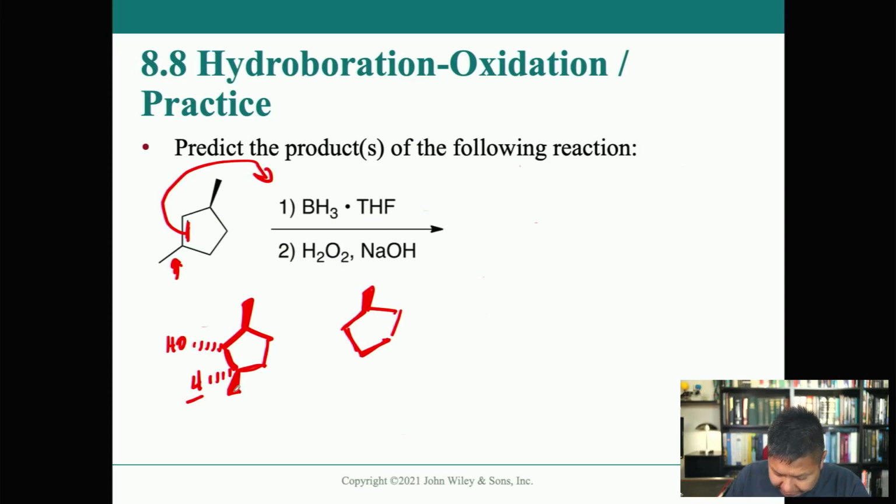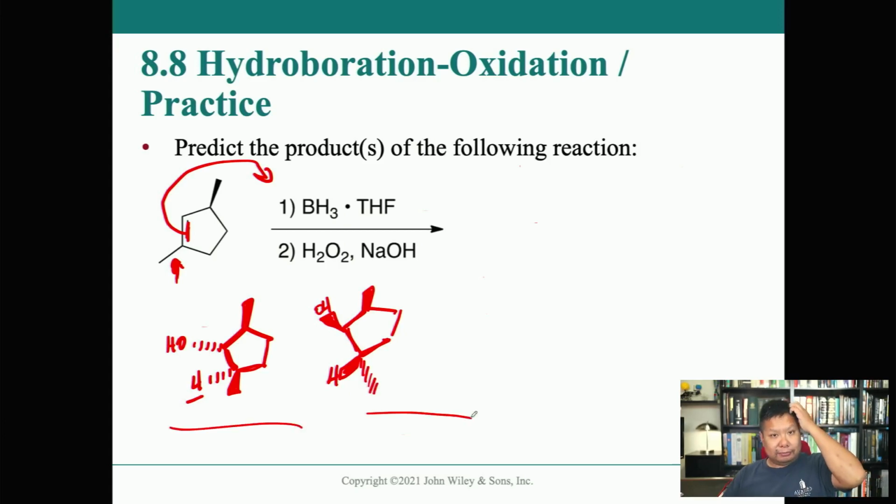The second product will do the same thing, except this time the OH comes out of the page instead of going into the page like the last one. Same thing is true of the hydrogen coming out of the page there. But what's going to happen to this methyl group now? Since this one was coming out, this one's going to be going into the page this time, just like that. And those are your two products from this reaction. Fun stuff.